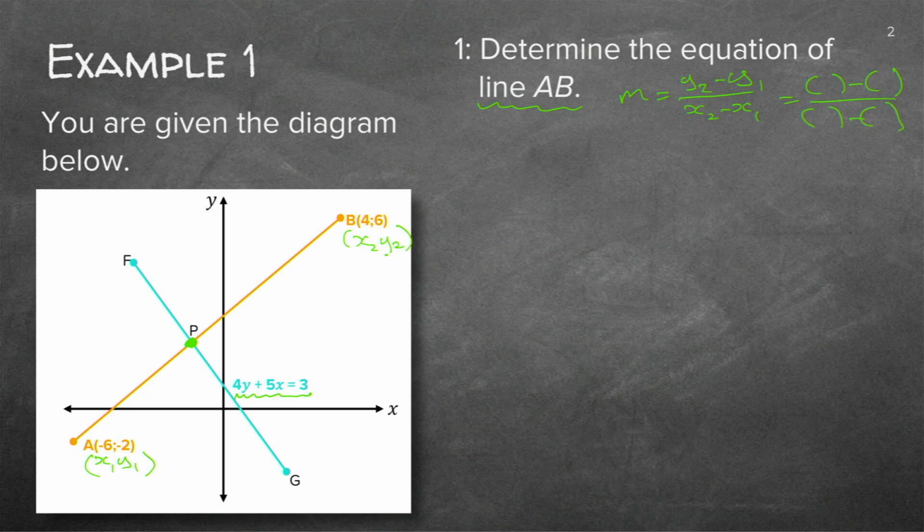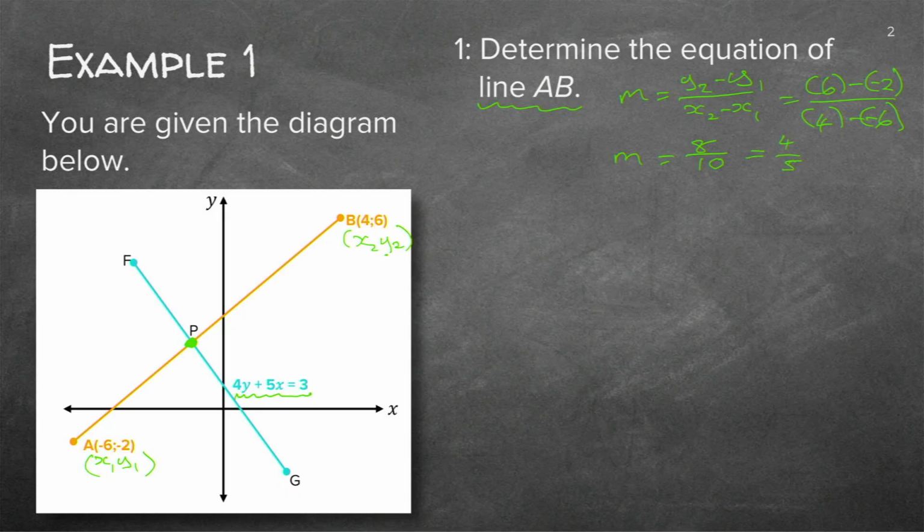Let's see. y2 is 6 minus 2. x2 is 4 minus 6. And that will give me m. 6 plus 2 is 8. 4 plus 6 is 10. And 2 go in there, 4/5. So there I found my gradient.